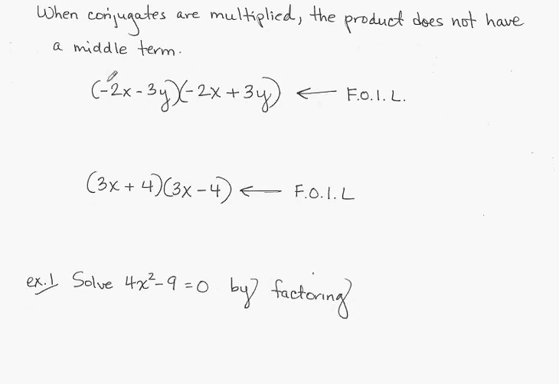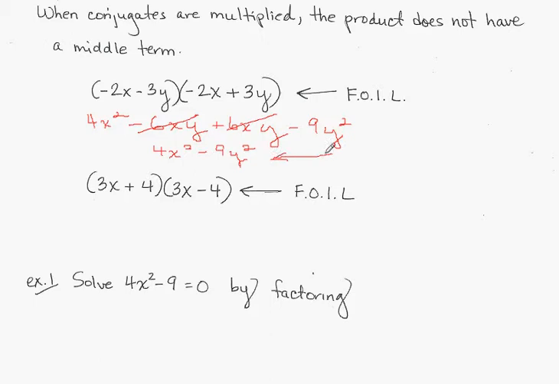Remember, we do the first, we would get positive 4x squared. The outer would be negative 6xy. The inner would be positive 6xy. And our last would be negative 9y squared. Every time you multiply a binomial by its conjugate, the middle terms add out, and you get 4x squared in this particular case, minus 9y squared. And what you get is what we call a difference of two squares.